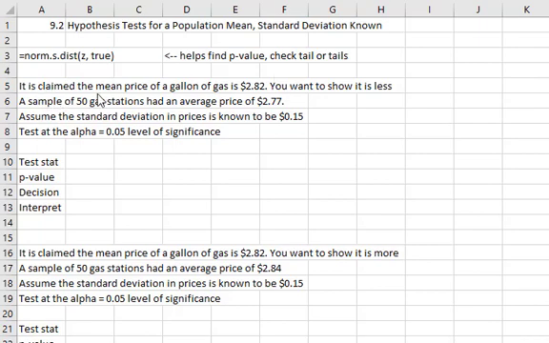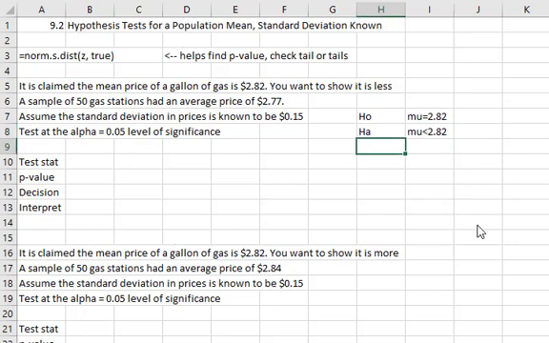So it's claimed that the mean price of a gallon of gas is $2.82. We want to show it's less. So if we were to set up our hypotheses for that, we could say that the null hypothesis is that the average is equal to $2.82 as the claim states. We're trying to prove the alternative hypothesis. We want to show that it is less than 2.82.